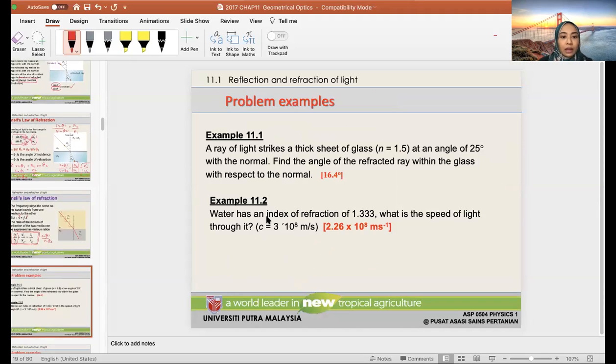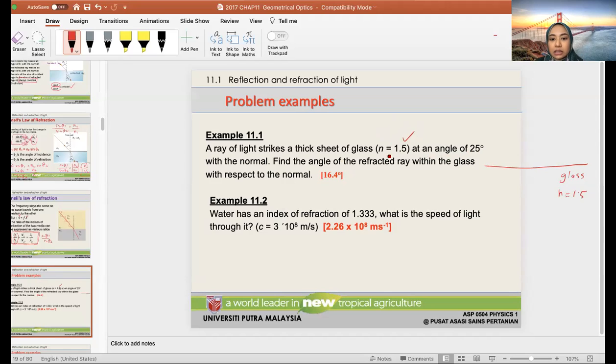It works out. Okay, so example 11.1. A ray of light strikes a thick sheet of glass, n equals 1.5. Okay, so that's your first information. At an angle of 25 degrees with the normal. So let's draw it out. We have a glass. This is glass. And this is n equals 1.5.